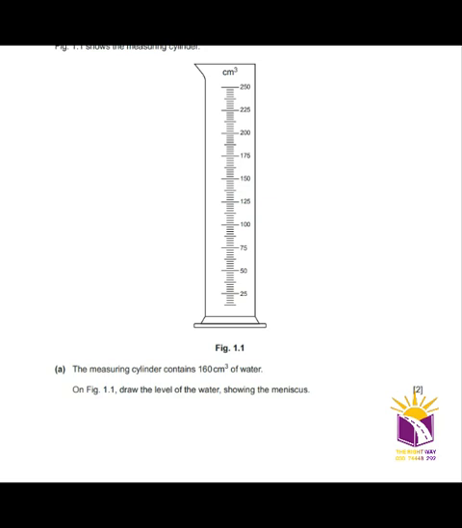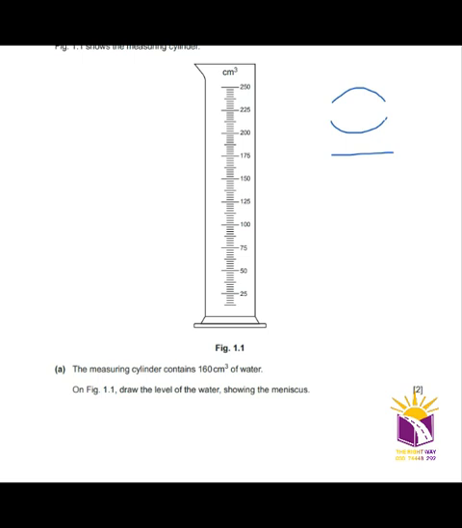On figure 1.1, draw the level of the water showing the meniscus. Water level is not horizontal like this. It is a little bit higher at the edges, something like this. So we call it the meniscus. For water, the sides are higher, but for mercury, the sides are lower. So it is the bending of your water at the boundary. It is called the meniscus.